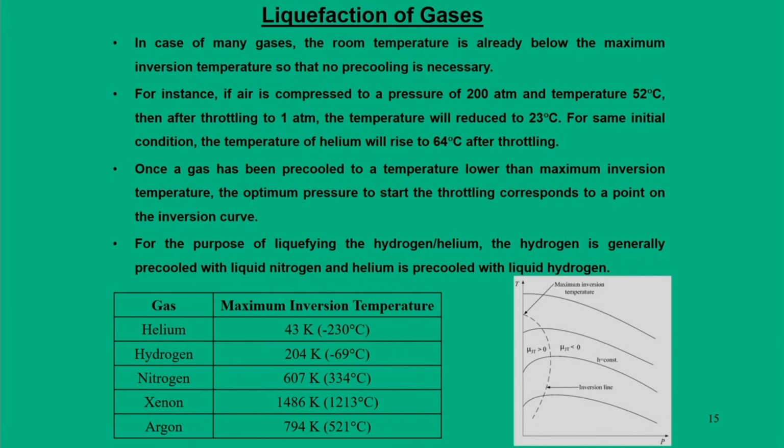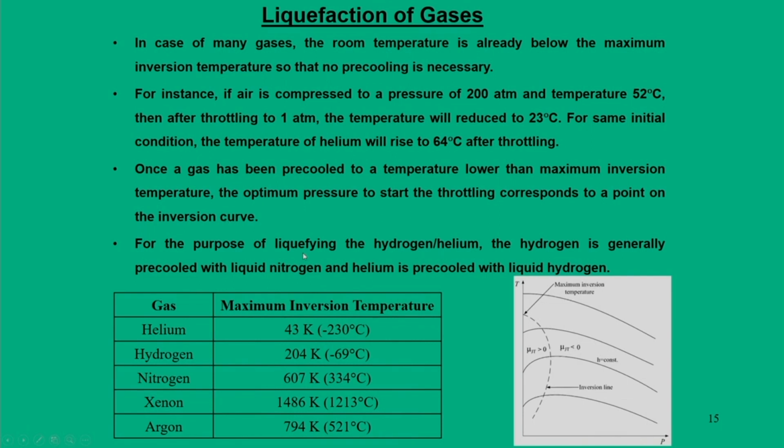So, this is the significance of how different gases behave when you start from their initial state. For many gases, room temperature is already below the maximum inversion temperature, so no pre-cooling is necessary. Once the gas has been pre-cooled to a temperature lower than the maximum inversion temperature, the optimum pressure to start the throttling corresponds to the point on the inversion curve.